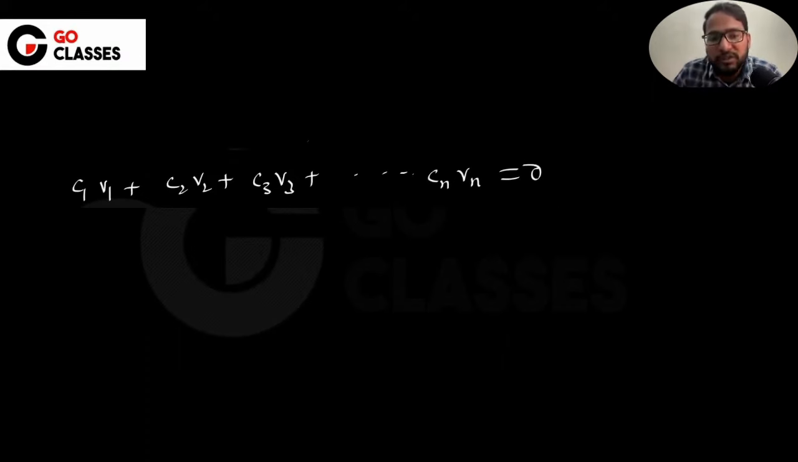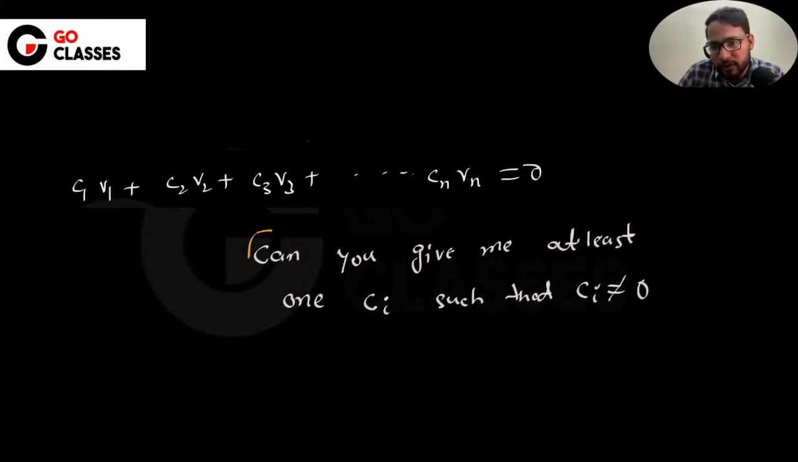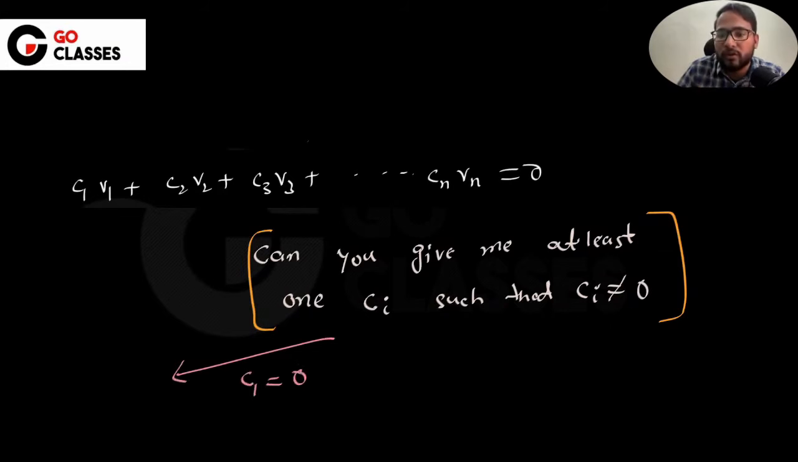Suppose C1, C2, C3 are scalars, V1, V2, V3 are vectors, and someone gives you this equation. Whenever someone gives you this equation, you just ask that person one question: can you give me at least one Ci such that Ci is not equal to 0? Suppose that person says, yes, I have C1, C1 is not equal to 0.